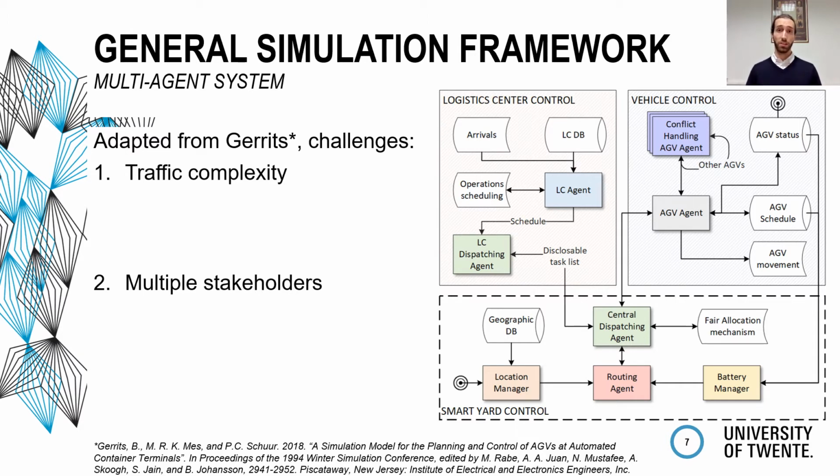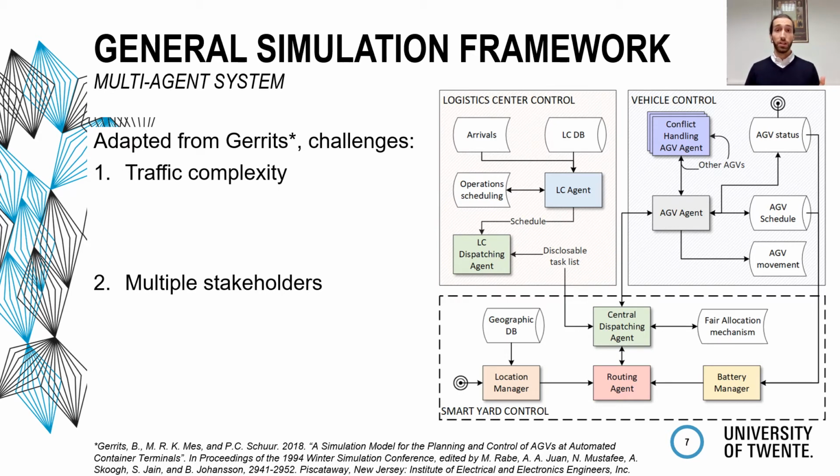Our multi-agent system is composed of three main parts: logistics center control, vehicle control, and smart yard control. The smart yard control is a centralized system shared by all smart yard, which through the routing agent computes the best routes for the AGVs to reach their destination using the input of the location manager, which has data on the infrastructure. The AGV tells the central dispatching agent its position and deals with conflict handling, as well as telling the battery manager about its battery so that it can go back to recharge.